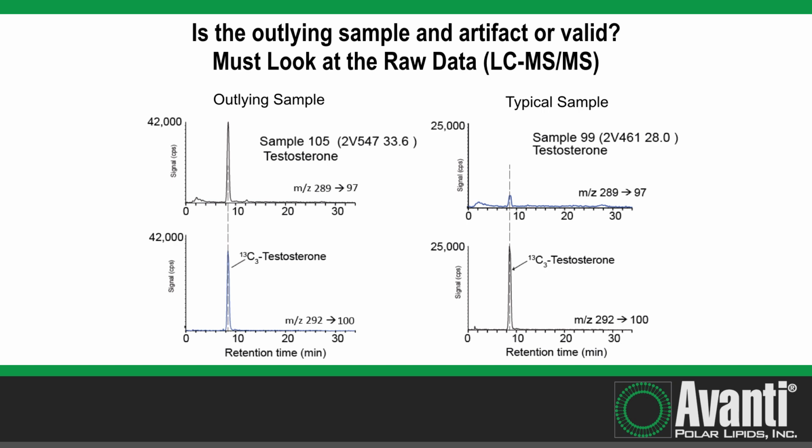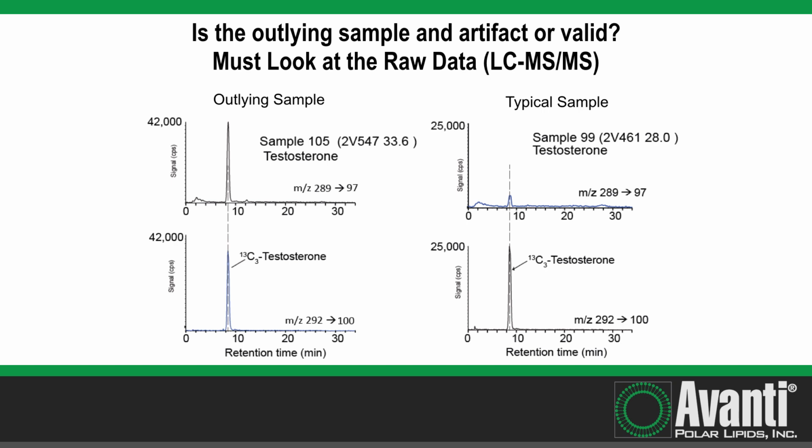A typical sample, much lower, and of course even the internal standard is lower because of the carrier effect of having this much testosterone will change the absolute signal, so that's why we use internal standards. So here you see the internal standard marks the retention time, and there's much less of that sample of testosterone in that subject. So this is real.